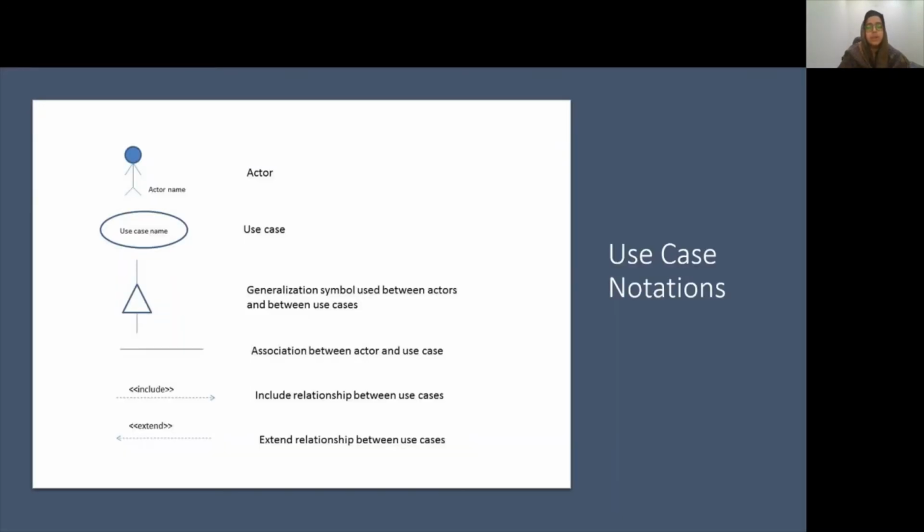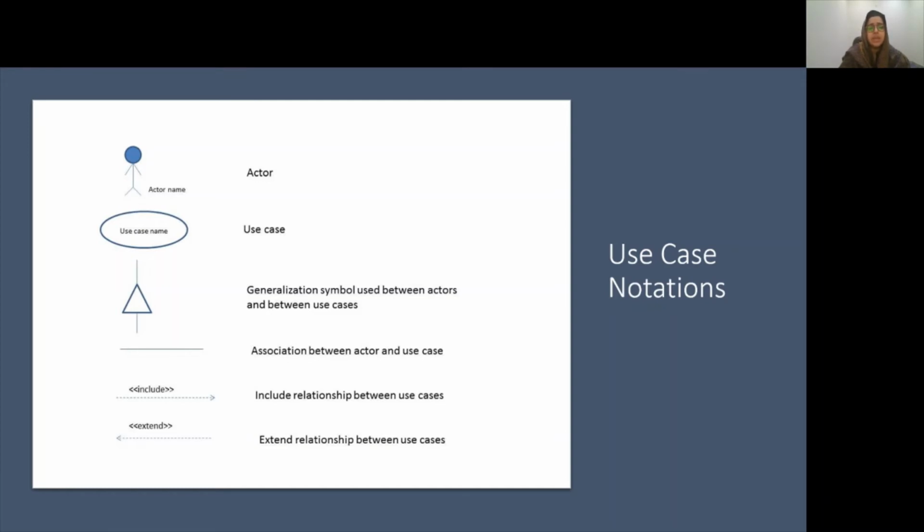Following are some widely accepted notations used to draw a basic use case diagram of a system. In a use case diagram, an actor is represented by a stick person figure like shown here. The name of the actor is written beneath or along the stick figure. A use case is represented by an oval shape or an ellipse. The name of the use case is normally written inside the oval shape, but it can also be written right beneath the shape as well.